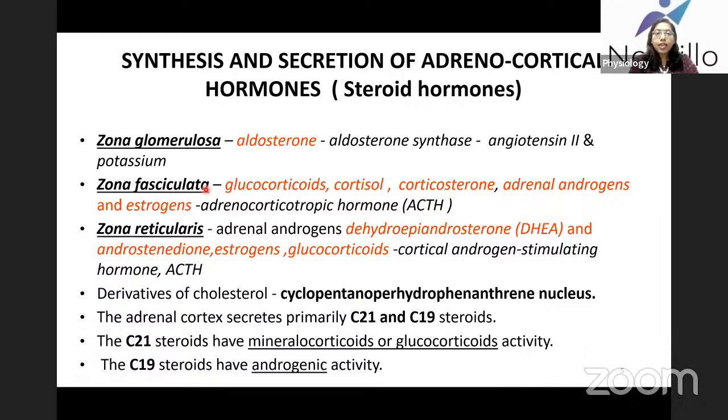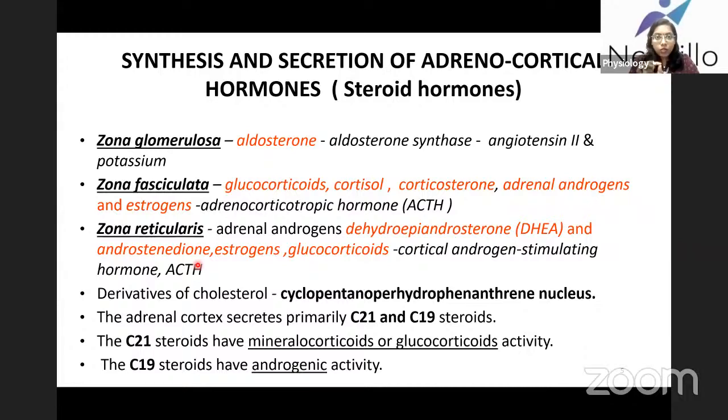Zona fasciculata secretes glucocorticoids, cortisol, corticosterone, adrenal androgens, and estrogen under the influence of the hormone adrenocorticotropic hormone, which is secreted from the anterior pituitary, again under the influence of the hypothalamic hormone called CRH or corticotropin releasing hormone. We'll be discussing that entire axis again in some time. And the innermost layer, the zona reticularis, secretes adrenal androgens, also dihydroepiandrosterone, androstenedione, estrogen, and glucocorticoids, again under the influence of ACTH.